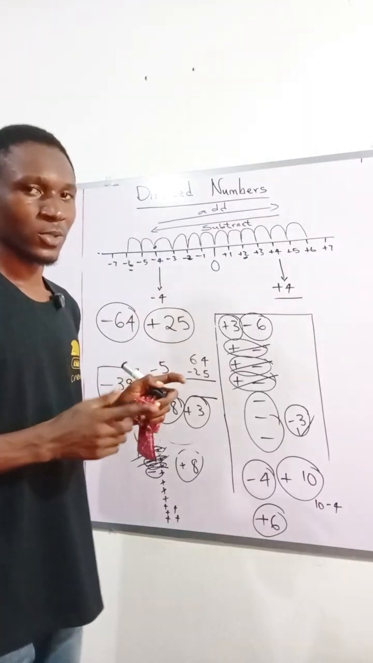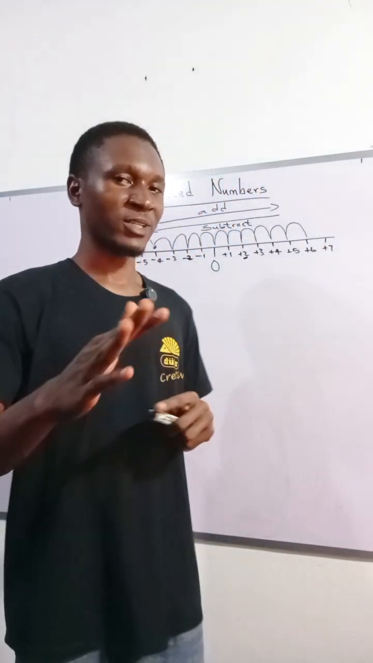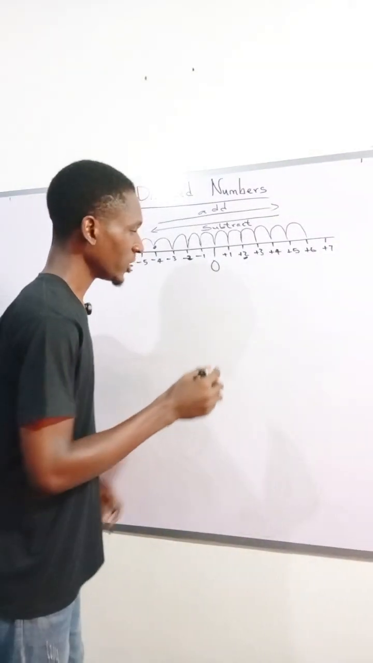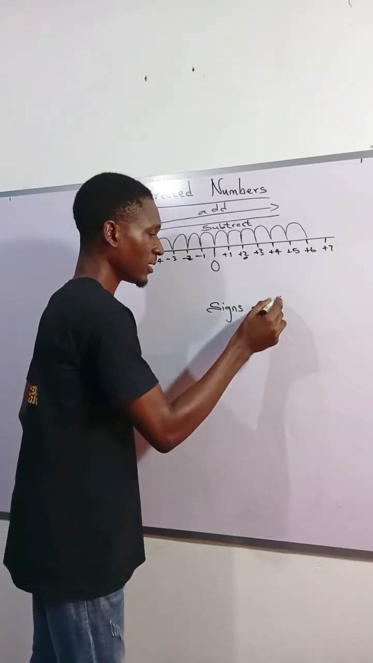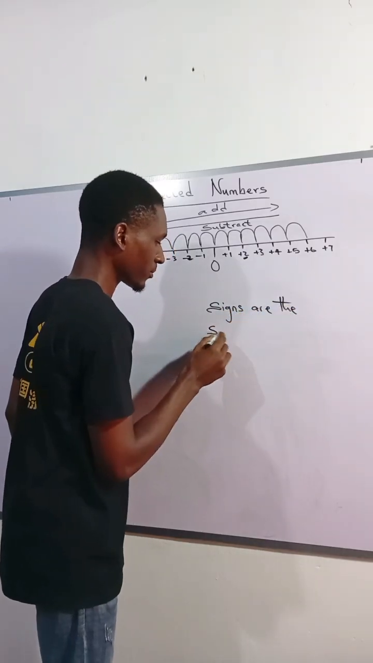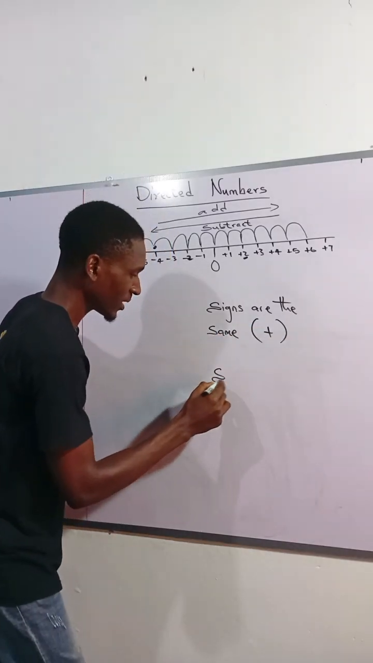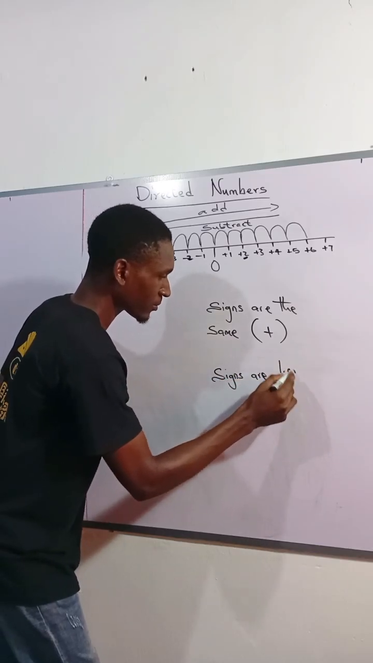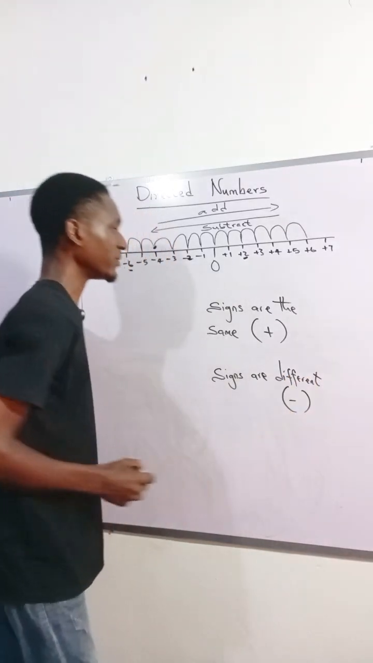Let me wipe the board so that we go to multiplication and division. Okay, now let's look at the multiplication and the division of directed numbers. It's very simple. You just have two rules that you have to memorize. The first rule is, when the signs are the same, your answer will be positive. And the second rule is, when the signs are different, your answer will be negative.